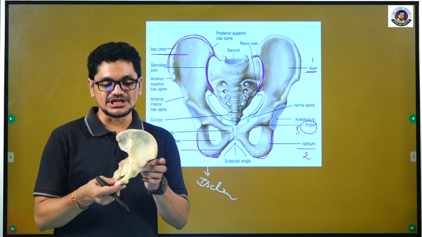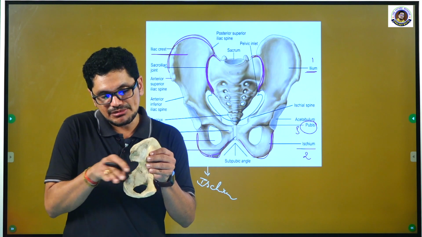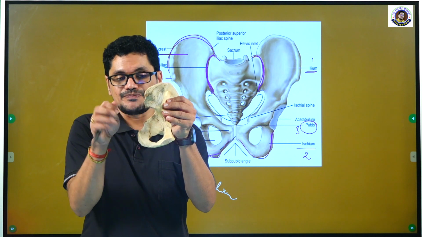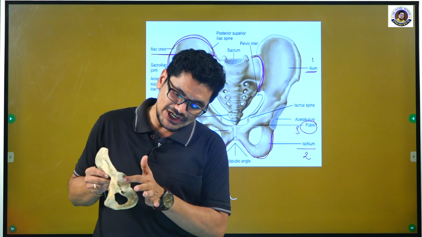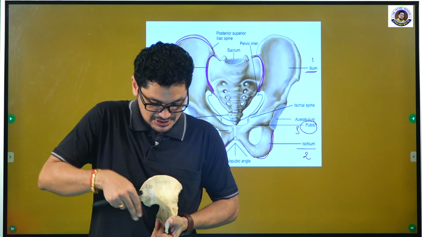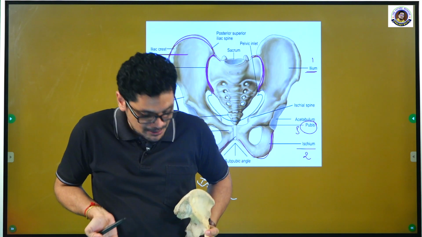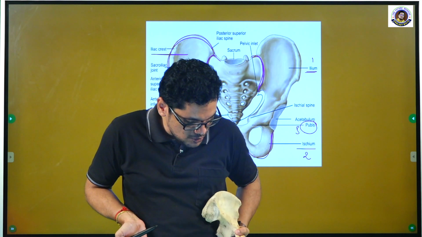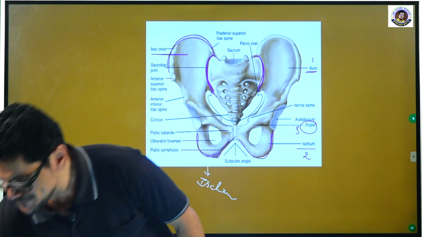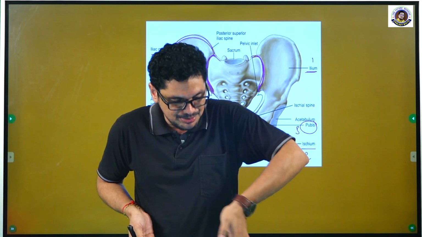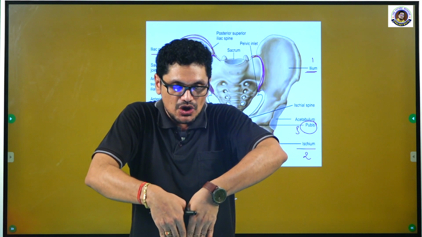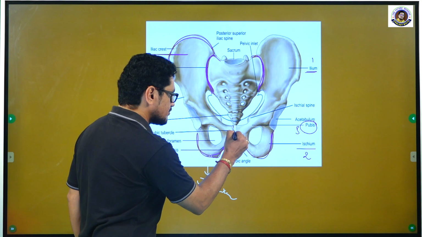So three bones are present, and this is the region where the sacrum will come and fit. See this one, this is for the sacrum. And I will tell you what this depression is. So ilium, ischium and pubis. Similarly, another ilium, ischium, pubis will be on the other side. The two pubis bones will come and join in the mid region here.